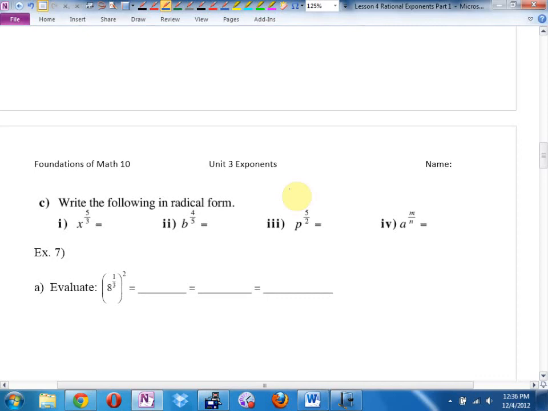Sarah, you've already pointed out that the denominator becomes the root. You know what the numerator becomes inside the radical? The exponent on what's inside the radical. If I want to write x to the 5/3, it's going to be the cube root of x to the 5th.